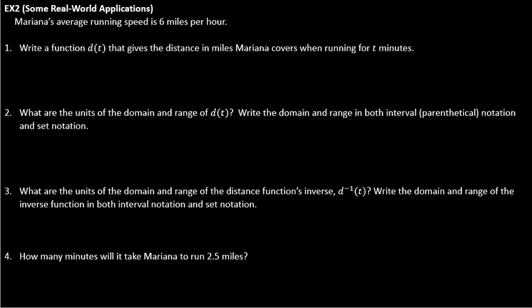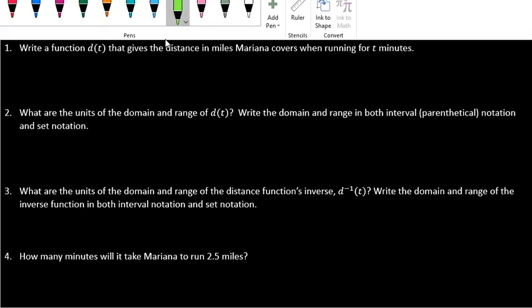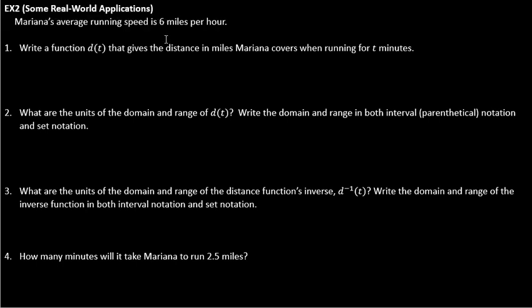Okay, so now we've got some real world implications going on here. Mariana's average running speed is 6 miles per hour. Step 1, we're being asked to write a function, d of t, that gives the distance in miles as a function of t minutes. So distance as a function of t in minutes is equal to 6 miles per hour.